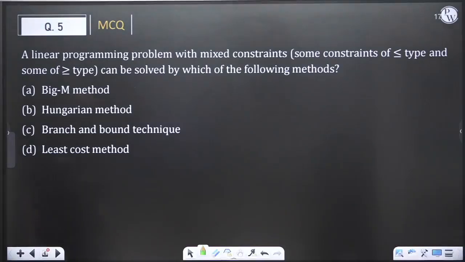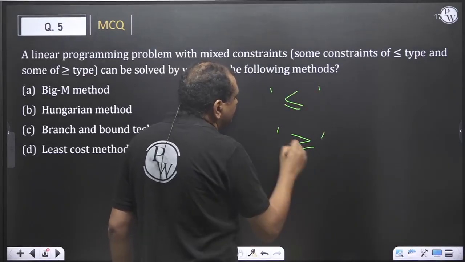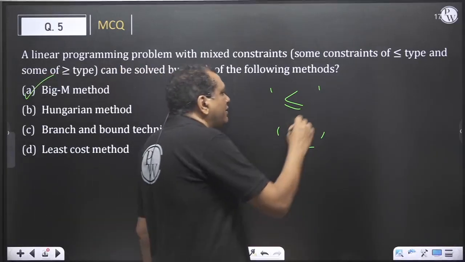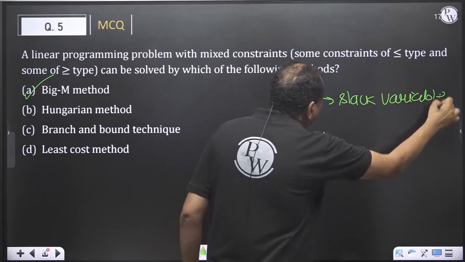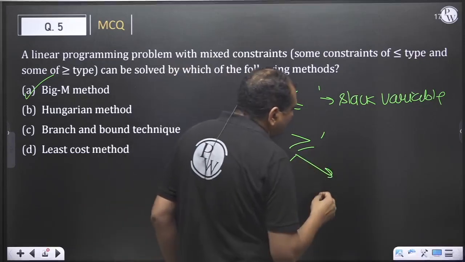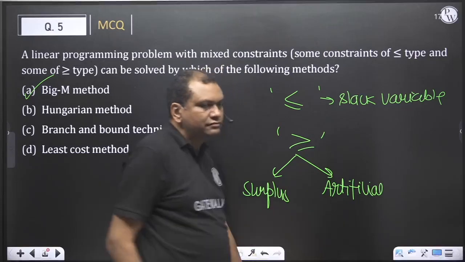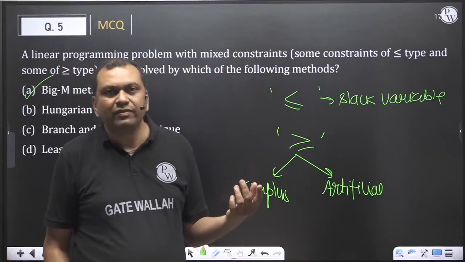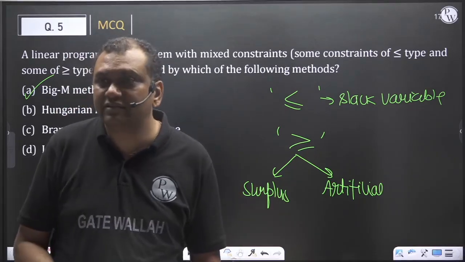A linear programming problem with mixed constraints means it is having this also, it is having this also. I will use the big M method. You know how? Here I will use slack variable, and here I will use surplus variable and one artificial variable, and this method is called big M method. Why is it big M? Because value of M is almost infinite.